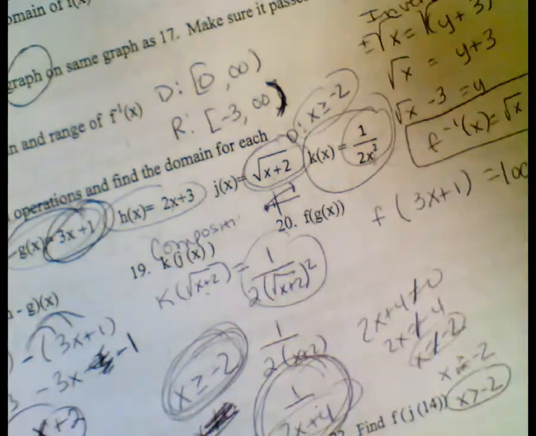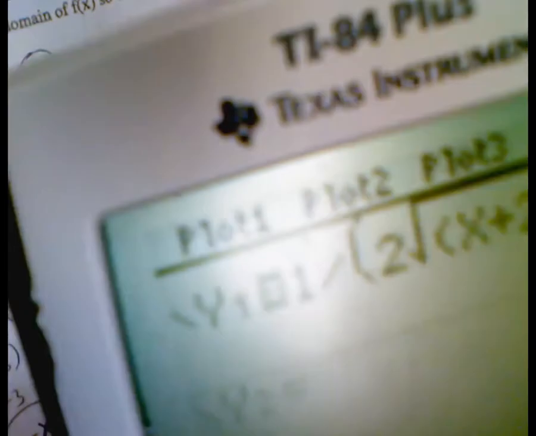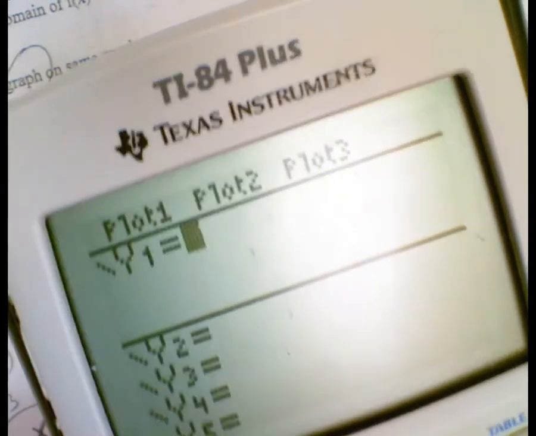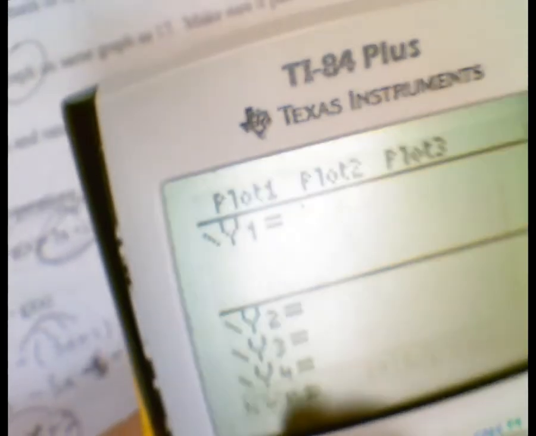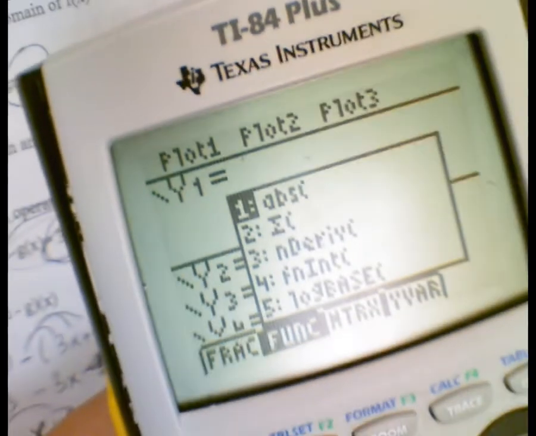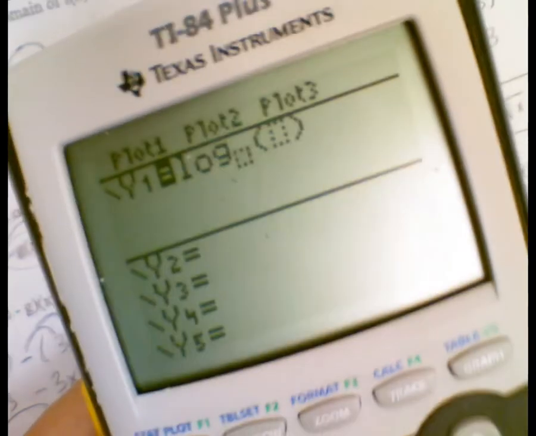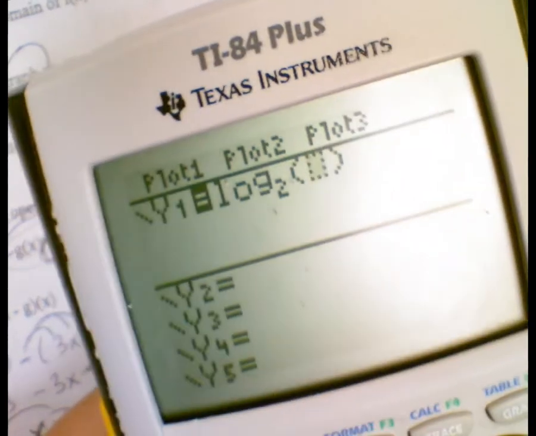Let's graph that, since you're not good with logarithms. We're going to go alpha window 5. I'm putting in a 2, and I'm putting in a 3x plus 1.